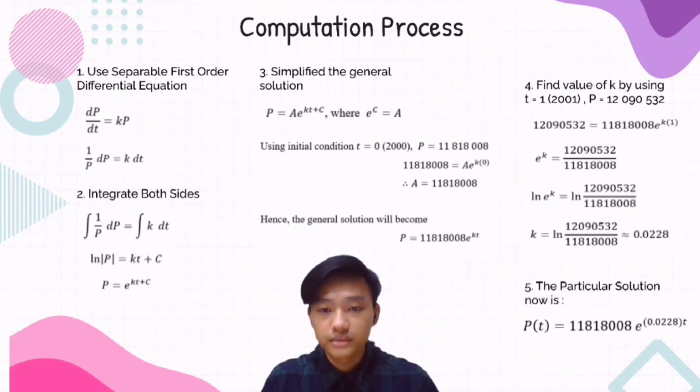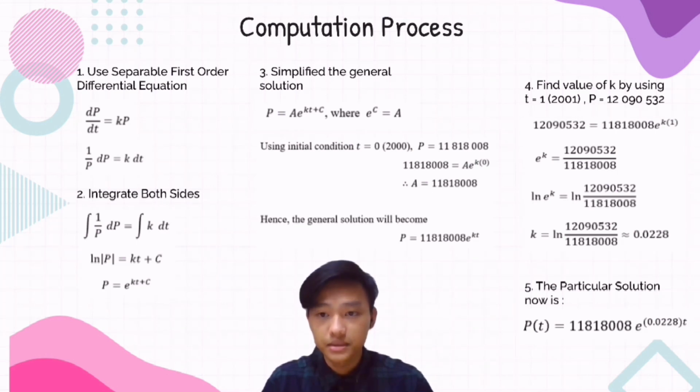Using the initial condition of t equals 0, which represents year 2000, where P represents the population, P is equal to 11,818,008. And then we substitute the value and obtain the value of A equal to 11,818,008. Hence, the general solution becomes P equals 11,818,008 e to the power of k times t.